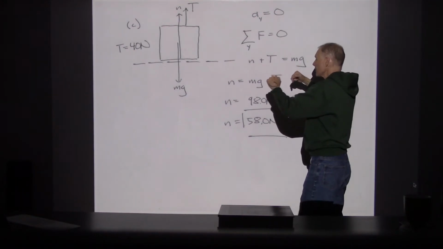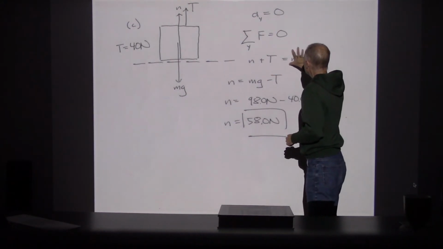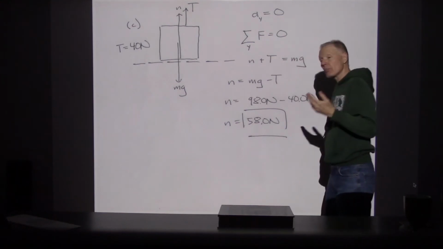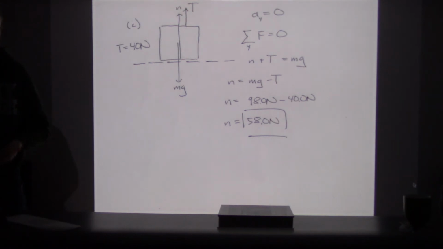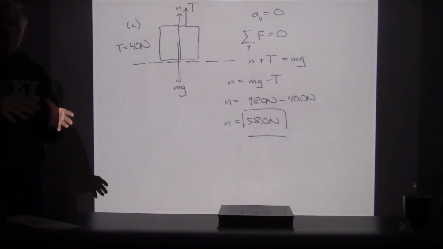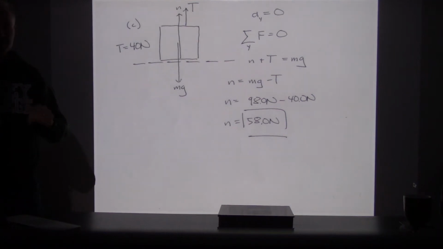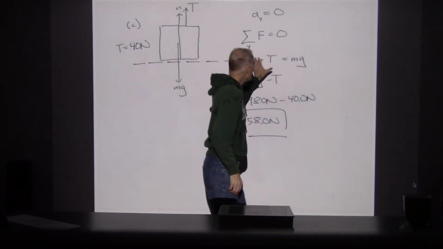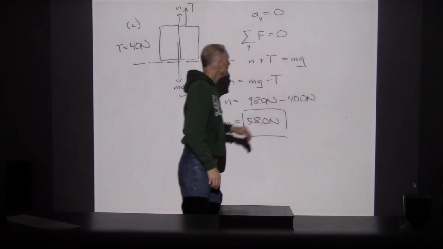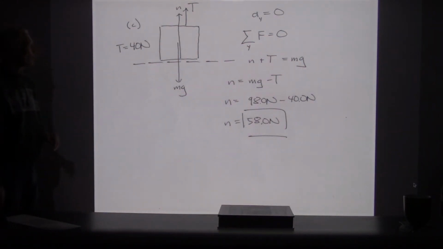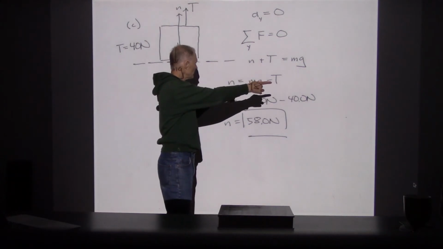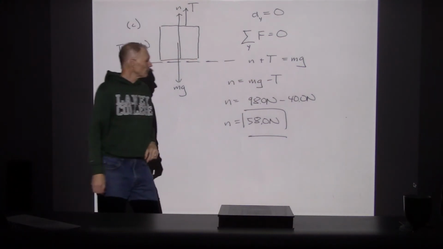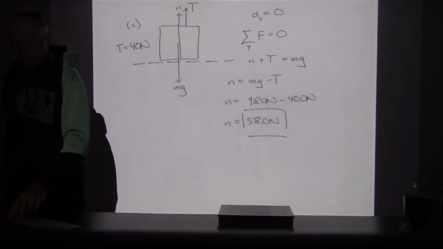So I'm setting this up so that each one of these terms independently is a positive number. I'm not going to say that mg is a negative value. mg is a positive value, but its direction is negative. So I'm keeping track of that by putting it on the opposite side of the equation. Okay, that's what it looks like. And then from there, I can start doing the algebra. I can carry the T over to the other side and isolate N and solve for it.